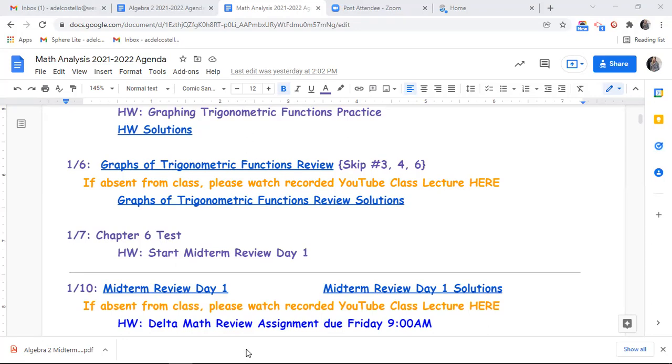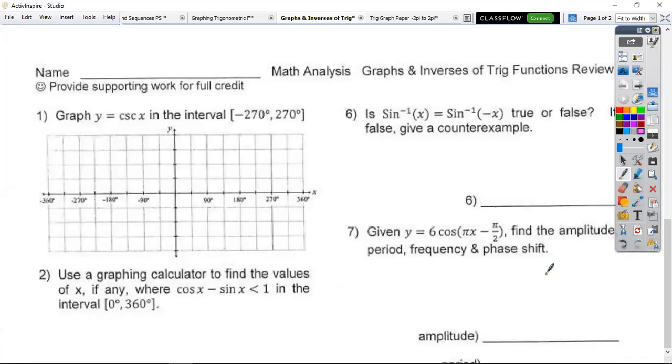So number 1, we are going to graph y is equal to cosecant of x in the interval, and I'm going to adjust that. I want us to do it from -360 to 360. Just make sure I am sharing my correct screen here. All right, so we're doing the review sheet. Number 1, I'm going to change this, and let's go from -360 all the way to 360.